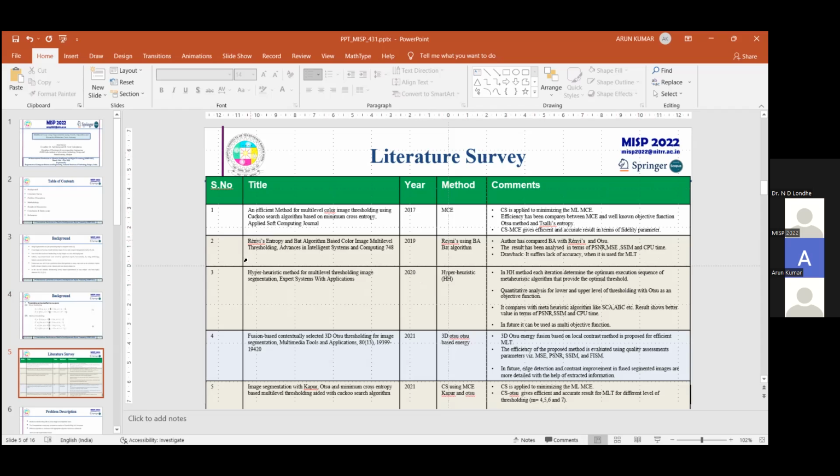The second one is Renyi entropy and BAT algorithm based color image multi-level thresholding. In this method, they have used the BAT algorithm with Renyi entropy, and they have used the objective functions Renyi and ORSU. Renyi and ORSU have been compared, and in this paper ORSU gives better results than Renyi. The drawback is that it suffers from a lack of accuracy when used for multi-level thresholding.